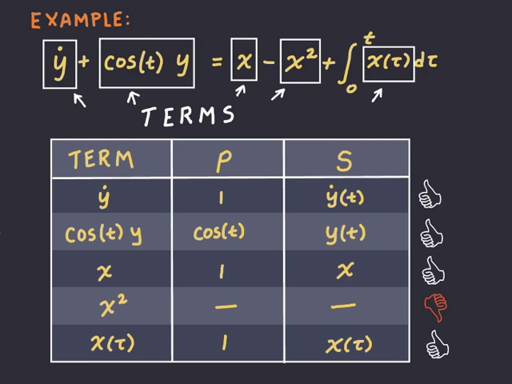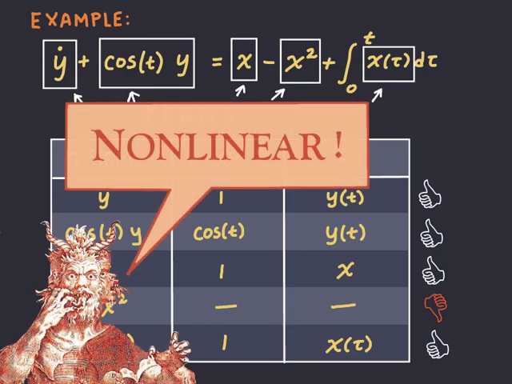But p cannot be dependent upon a signal, and x is a signal. So that one looks like it's impossible. The last one, x of tau, that can be written as p times s with p equal to 1 and s equal to x of tau. So every term here, except for the x squared, can be written as p times s, but the x squared can't, and it doesn't seem possible that we could multiply or divide the whole equation by some term so as to make the x squared nice and keep all the other terms being p times s. So we conclude the system is nonlinear.